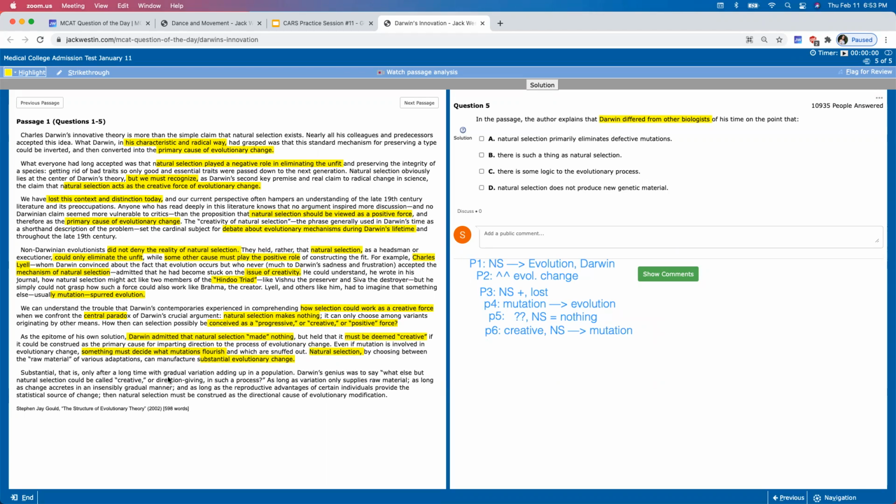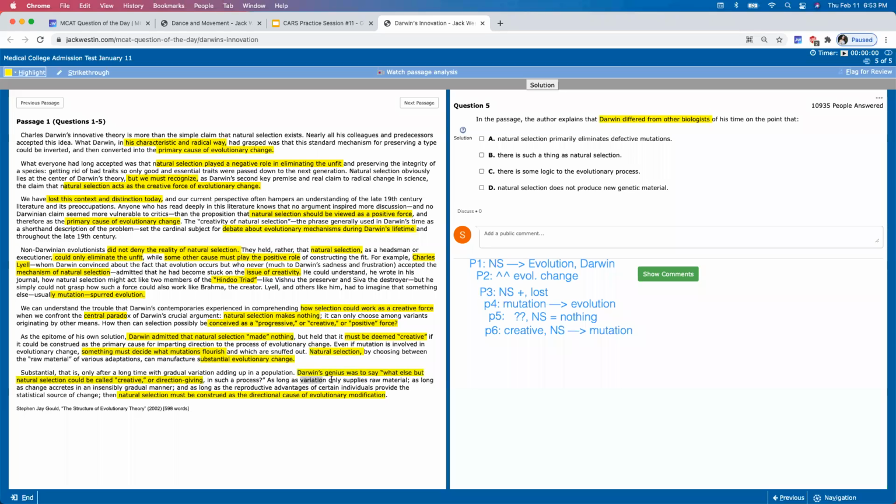So only after a long time with gradual variation adding up in a population, what else but natural selection could be called creative? So that's what Darwin is saying. As long as variation supplies the raw material, as long as change happens in a gradual manner, as long as the reproductive advantages provide the change, then natural selection, again, is the cause of evolutionary modification. This is what Darwin is saying, basically.